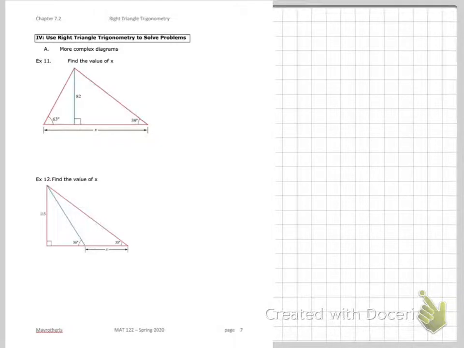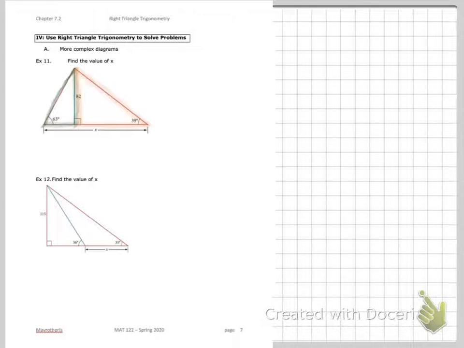Okay, chapter 7.2, right triangle trigonometry, page 7. So example 11 looks a little different than what we're used to. What we can see, though, is that we have a right triangle here. And then we can take a look at a separate right triangle. Between these two, we can find the length of that entire bottom piece.